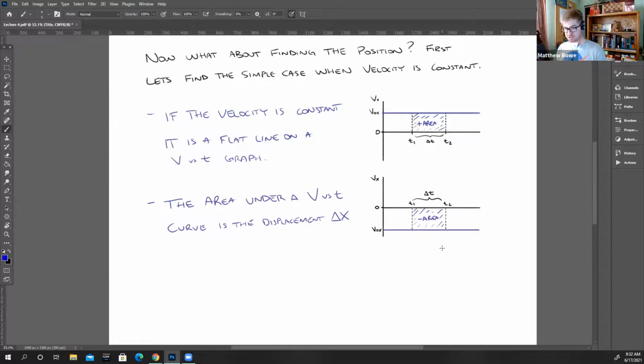So since it is just the area under the curve, we can do this easily with these constant velocities. This is just the area of this rectangle. So we have delta x is the area under the curve. That's going to be the height, which, looking at this one, is v naught x, times the change in time, so delta t.